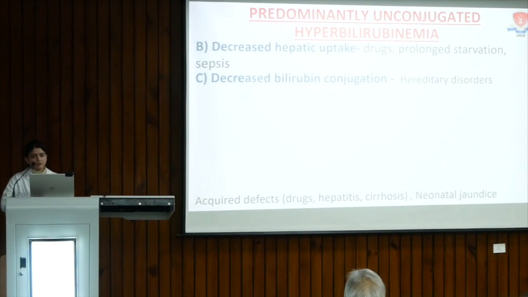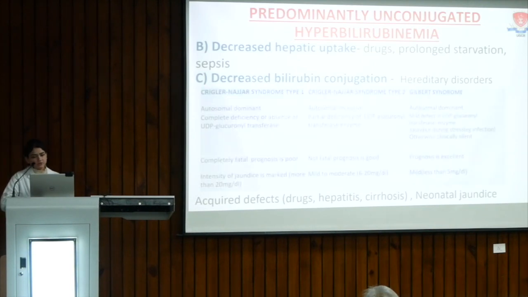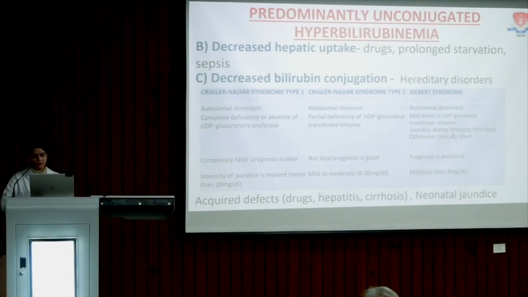Another mechanism for predominantly unconjugated hyperbilirubinemia is decreased hepatic uptake, which can be due to drugs like rifampicin, prolonged starvation, or sepsis. Decreased bilirubin conjugation will be due to hereditary disorders, acquired defects due to drugs, hepatitis, cirrhosis, and neonatal jaundice. The hereditary disorders leading to decreased bilirubin conjugation are Crigler-Najjar syndrome type 1, type 2, and Gilbert syndrome.